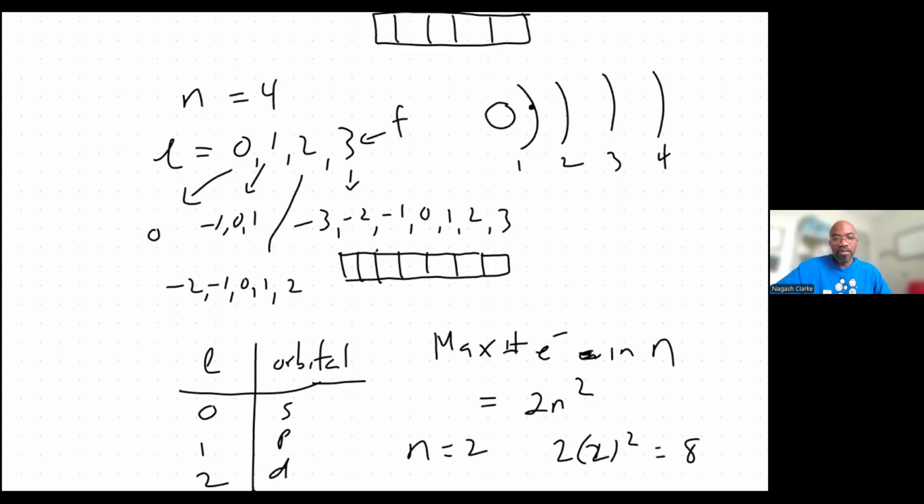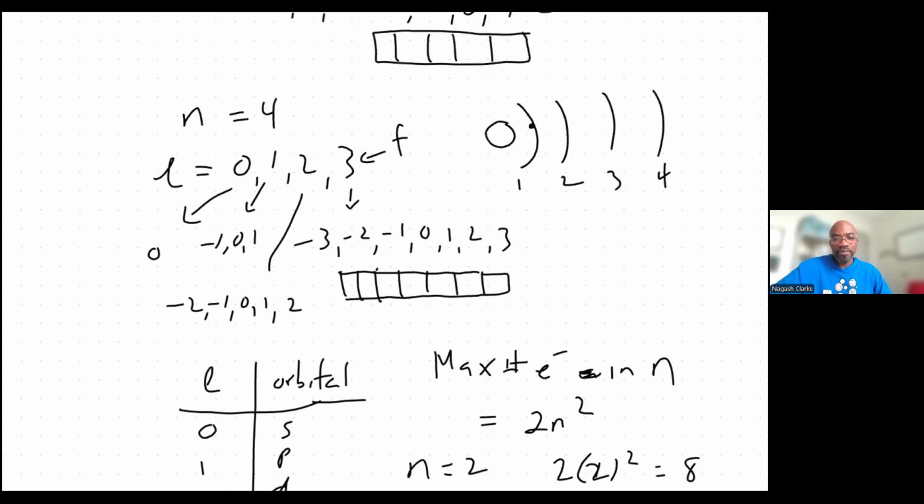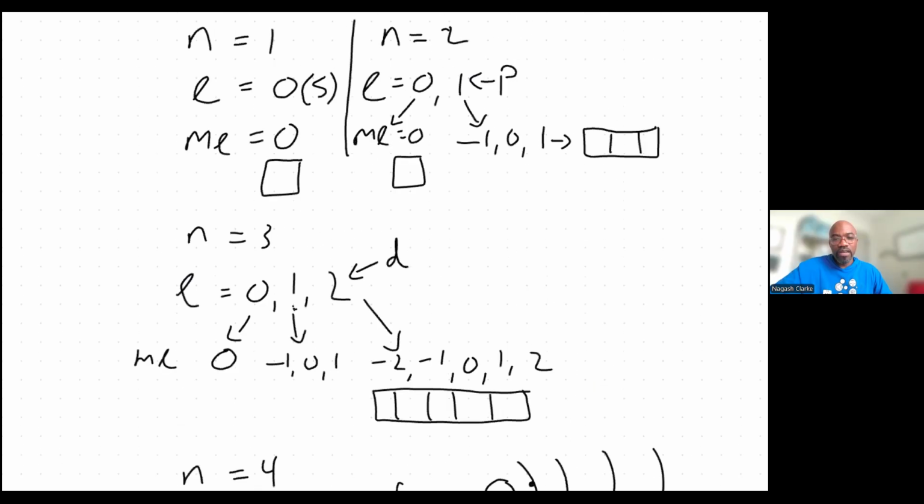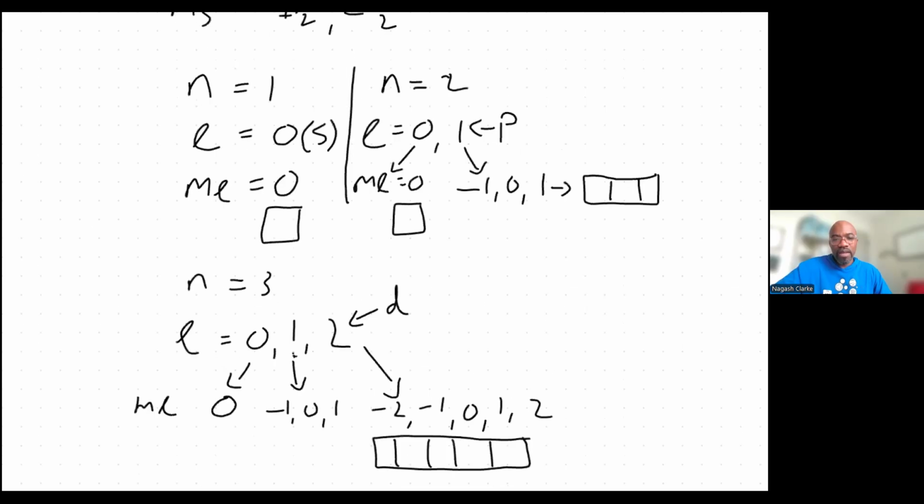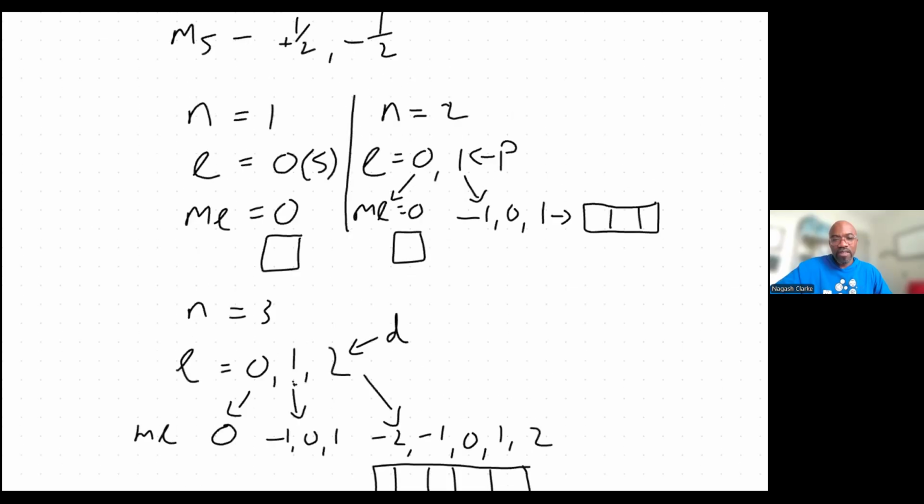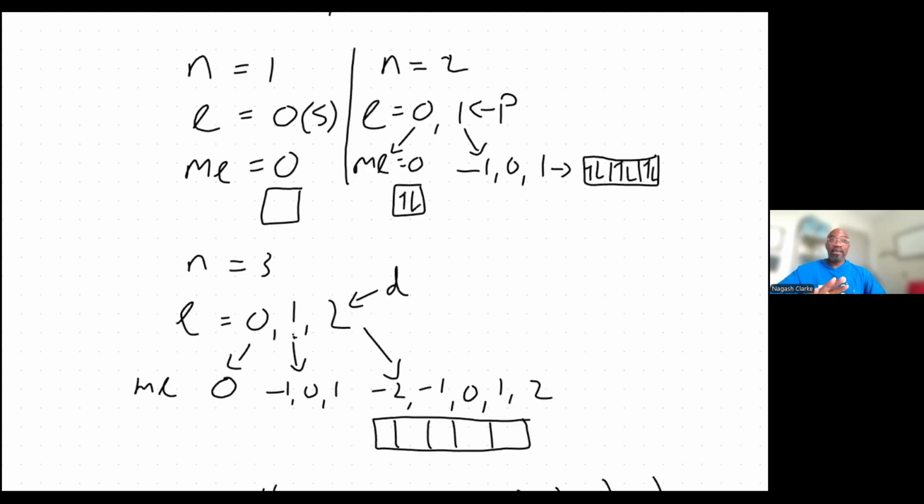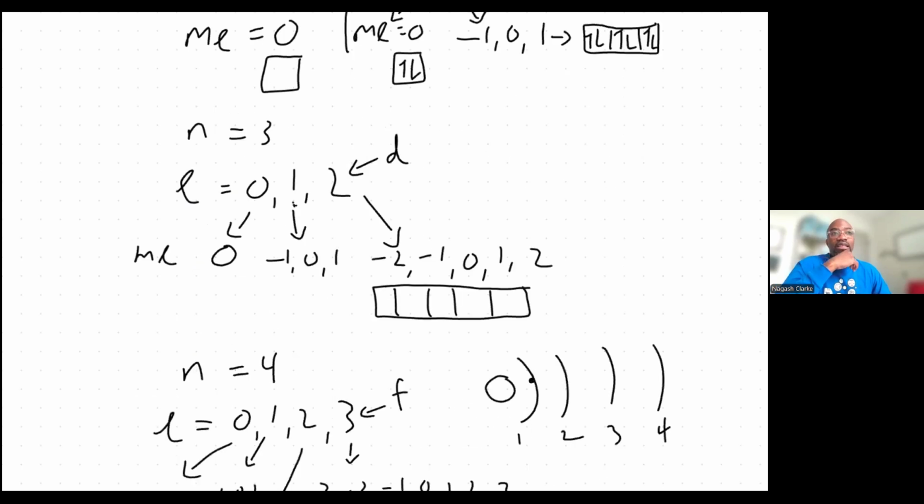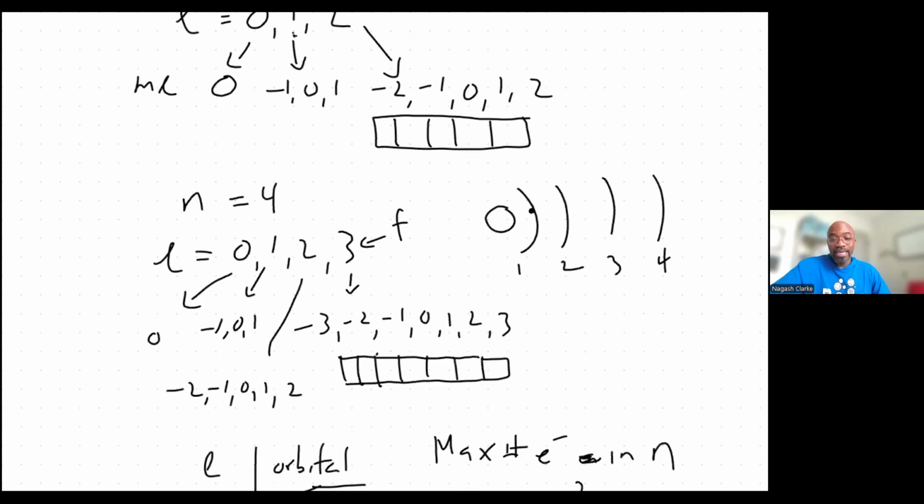Let's see if that makes sense. Let's go back to our n equals 2 up here. I have L of 0 and L of 1. So I could put 2 electrons in here, 2 in here, 2 in here, 2 in here. That's a total of 8, right? So we can tell how many electrons max. It doesn't mean the energy level will be completely filled. It just means that if it's filled up, it can only hold 8.